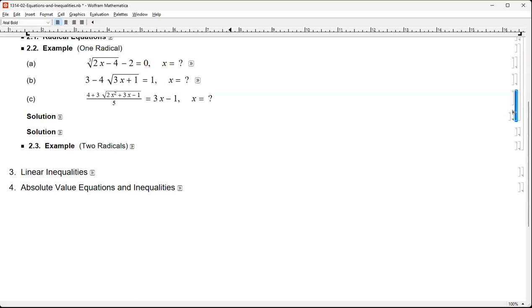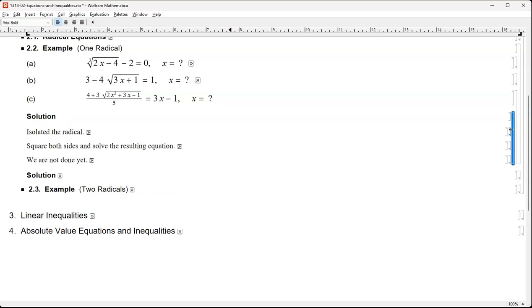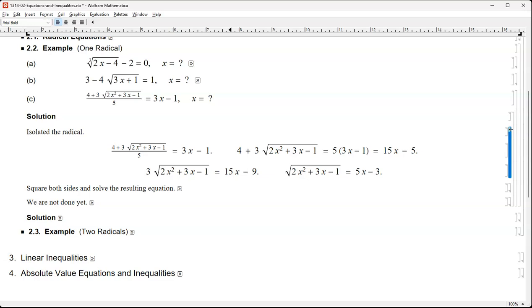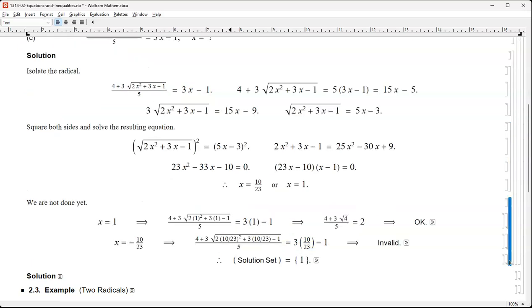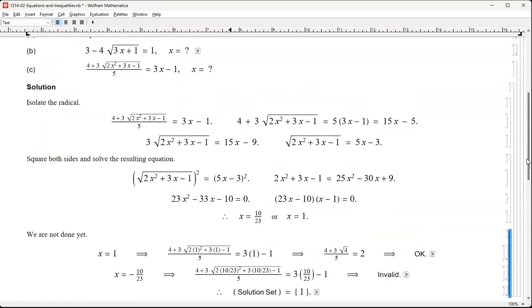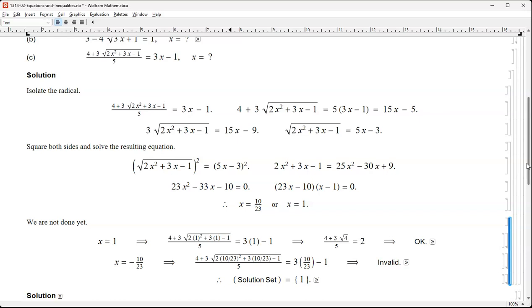And the answer key says, isolate the radical and square both sides and solve the resulting quadratic equation, 10/23 or 1, and we are not done yet. If you plug in and do your computation, it turns out x equal to 1 is a solution. Oh, sorry about this typo. It should be positive 10/23.